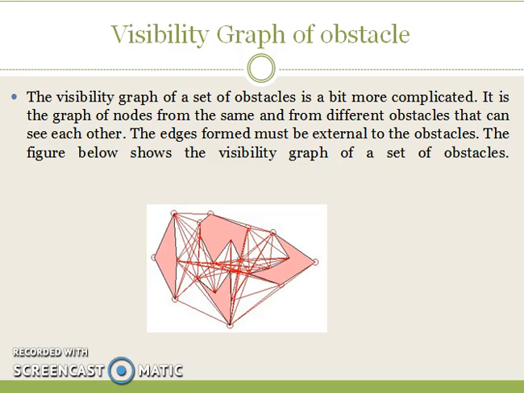The visibility graph of a set of obstacles is a bit more complicated. It is a graph of nodes from the same and from different obstacles that can see each other. The edges formed must be external to the obstacles. So the figure below shows the visibility graph of a set of obstacles.